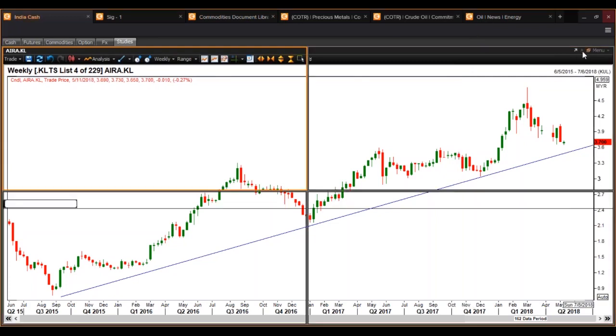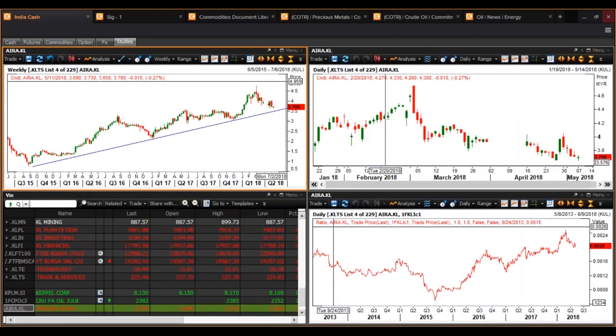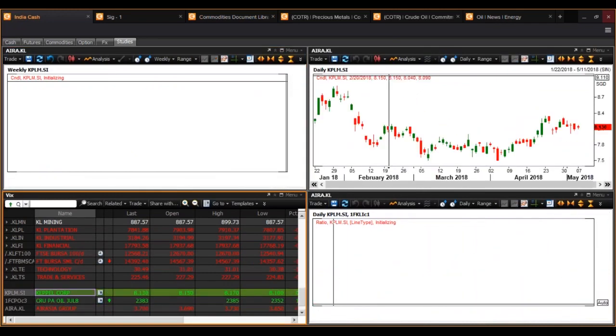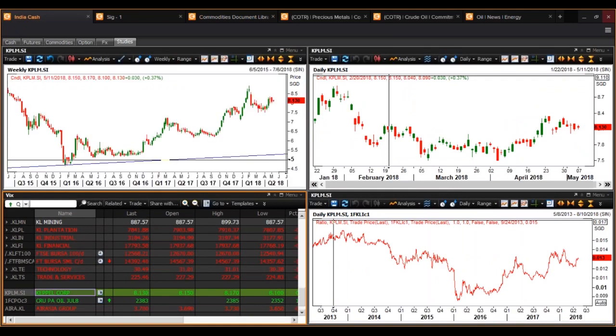Keppel Corp, a conglomerate, favored for the next down move. Anywhere the price gets to 7.56, 7.55, add on to this stock. I think you can look at above 9 ringgits level in this particular stock.